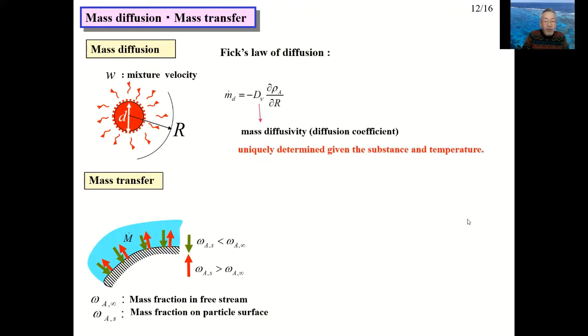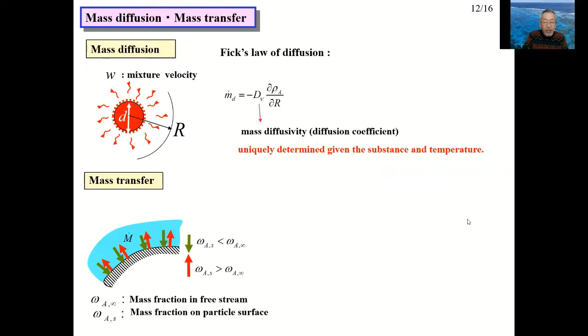The quantity of moving substance per unit time and unit area is called mass flux. The mass flux due to mass diffusion is represented by the symbol m_d dot. Fick's law is known for mass diffusion. This law corresponds to Fourier's law of heat conduction. According to Fick's law, the mass flux m_d dot is equal to the mass diffusivity ν times the gradient of substance density, as shown in the equation on the first line.